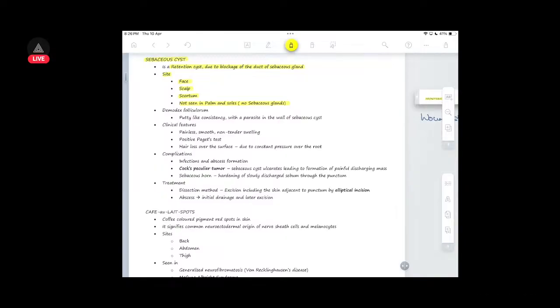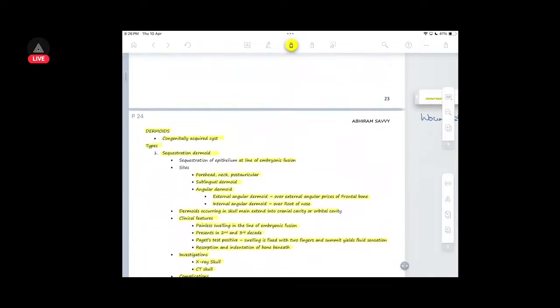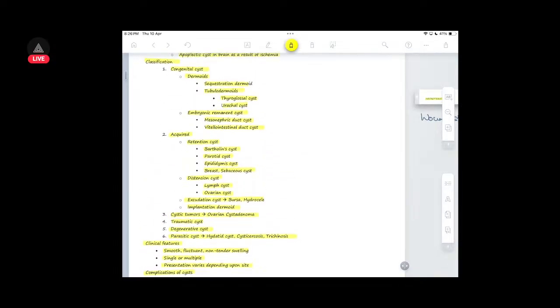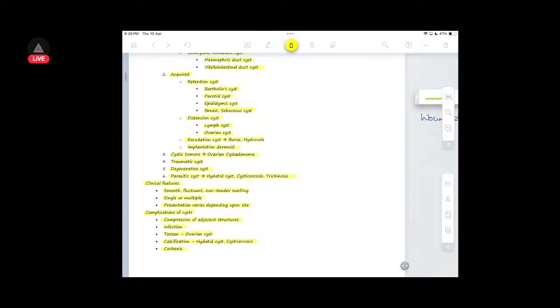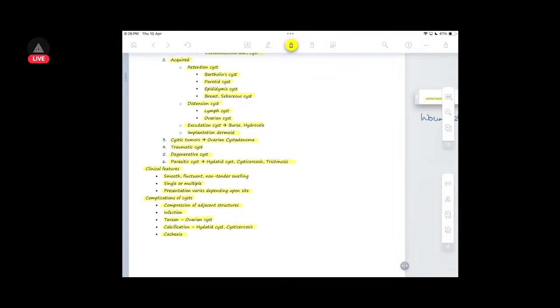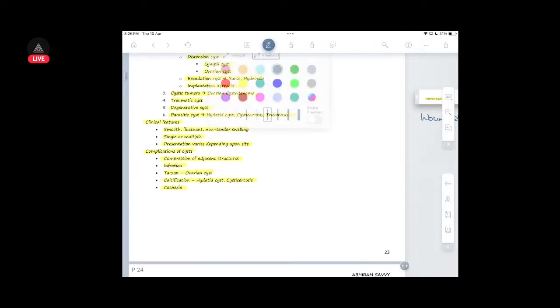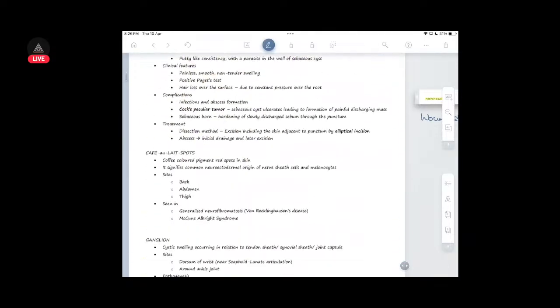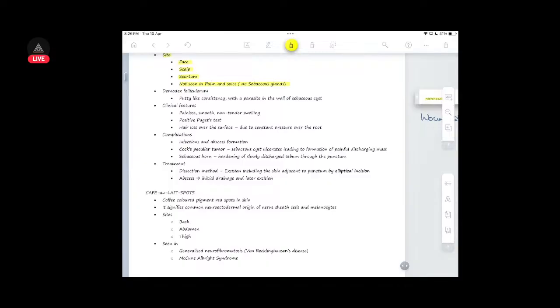It's a retention cyst. Acquired cyst. It is a retention cyst. Sebaceous cyst is seen here. You have Demodex folliculorum, which is a putty-like consistency with a parasite in the wall of the sebaceous cyst. Okay, Demodex folliculorum, you can see.